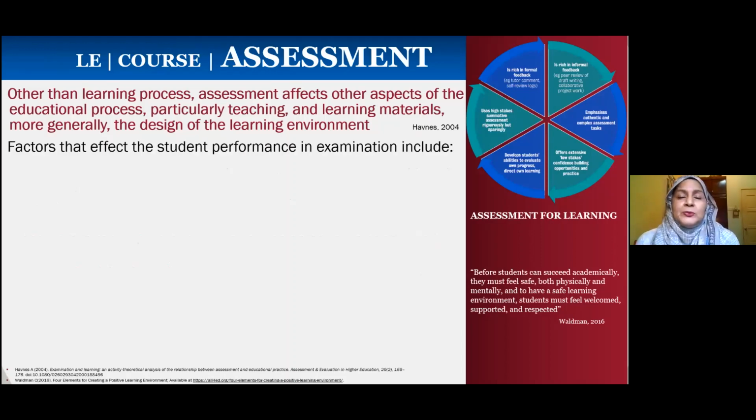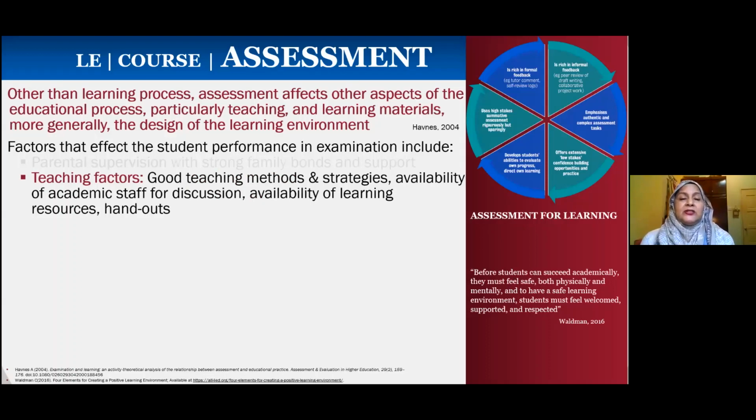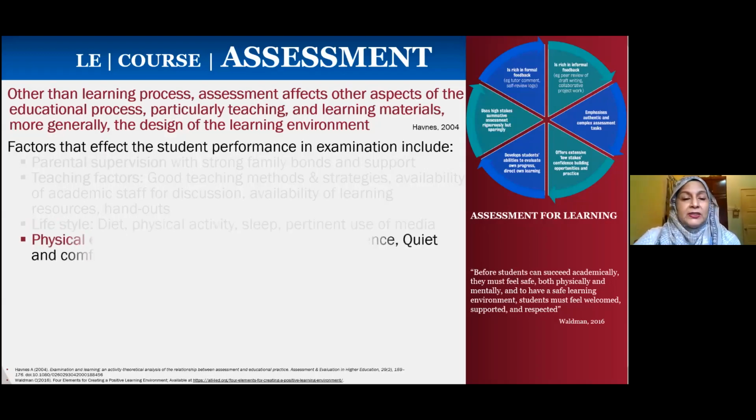Factors that affect the students' performance in examination are many, and they include parental supervision, very, very important. A strong family bond and support is very important in the good achievement of scores by the students. The teaching factors, good teaching methods and strategies, availability of academic staff for discussion, availability of learning resources, and handouts, all affect the results of the student. The learning style of the students, their diet, their physical activity, their sleep, the pertinent use of media, how much time they spend on media and how much time they waste on media, these all are important factors.